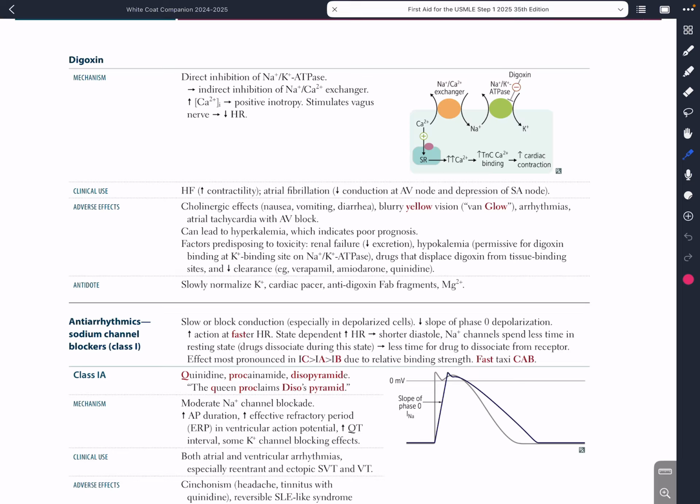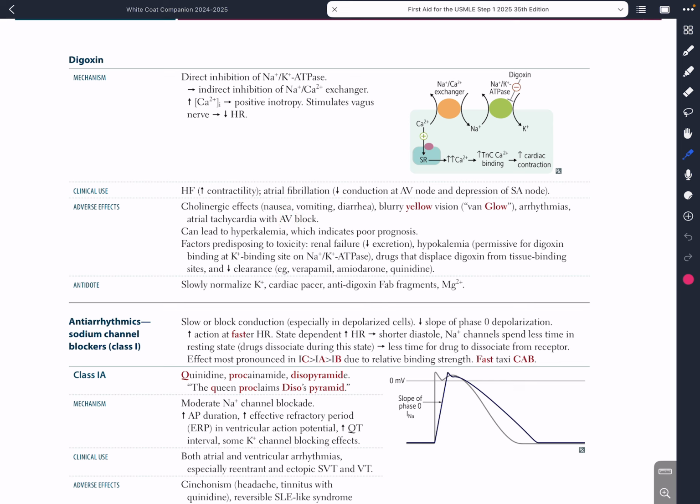An adverse effect of digoxin is that it has cholinergic effects like nausea, vomiting, diarrhea, and blurry yellow color vision. Van Gogh was a painter, so think Van Glow. It can cause arrhythmias, and it can cause atrial tachycardia with AV block.